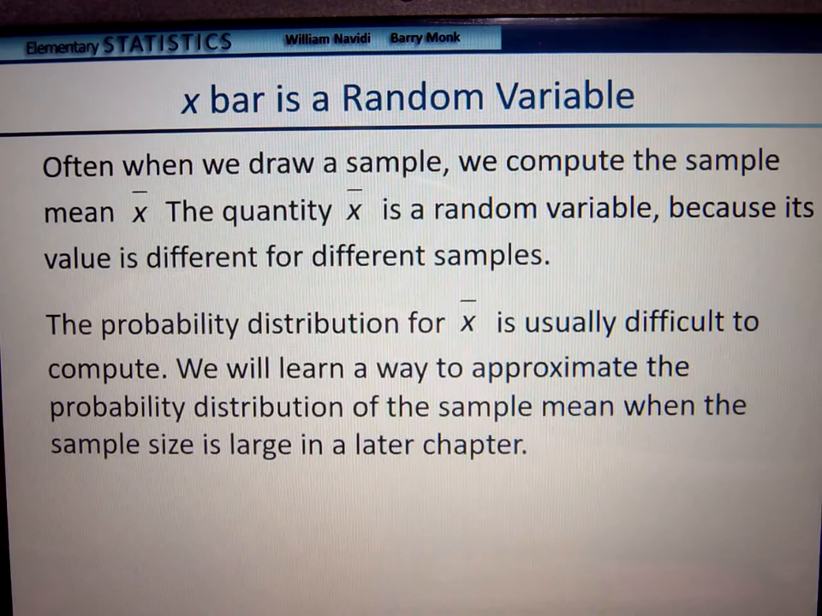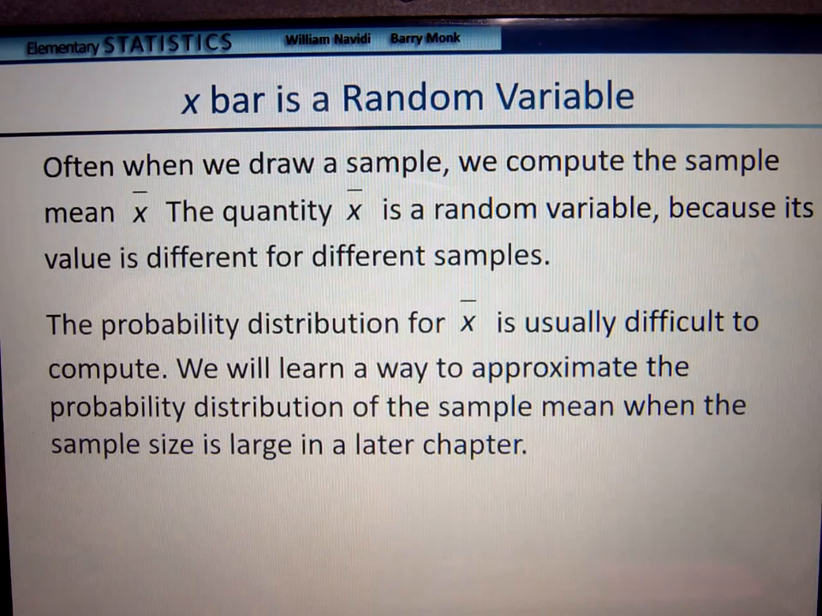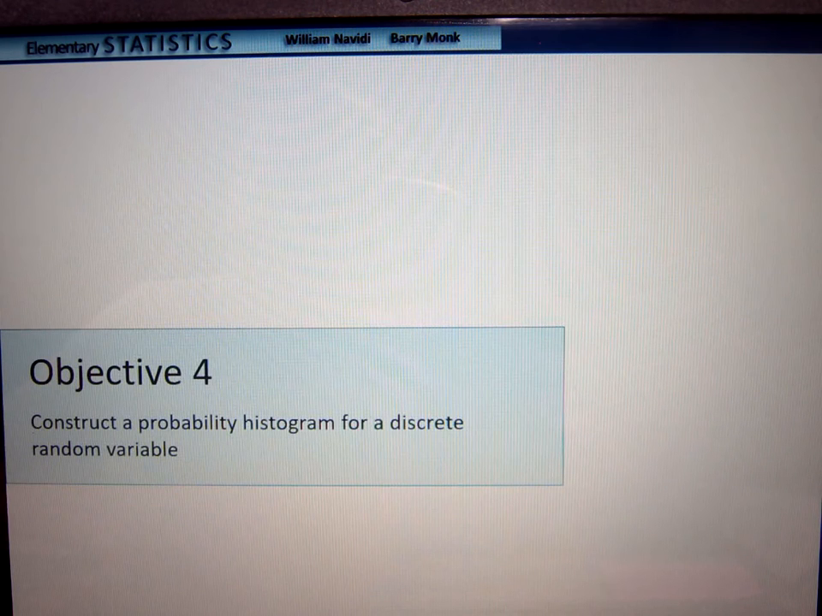All right, so when we draw a sample, we compute a sample mean. And a quantity, X bar, is a random variable because its value is different for different samples. So obviously, if you pick one sample, you'll get one mean. If you pick a different sample, you'll get another one. So the probability distribution for X bar is usually difficult to compute. We will learn how to approximate the probability distribution of the sample mean when the sample size is large in a later chapter. I'm not sure if we're going to get to that section or not. We will see.